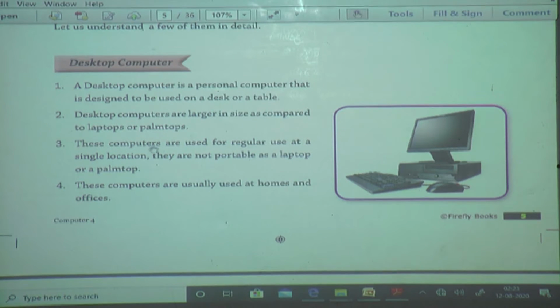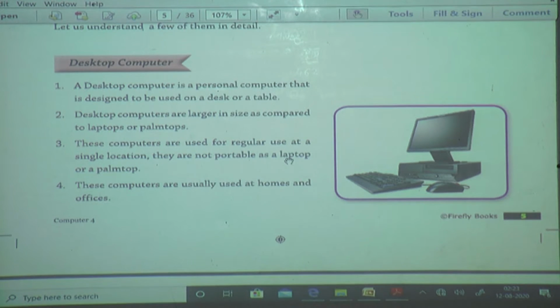These computers are used for regular use at a single location. Now you see, can we move these parts easily? No, it is not easy to move all these parts. If we move them, there is a chance they will be damaged. So they are not portable. Portable means we can move them. Desktop computers are not portable like laptops.